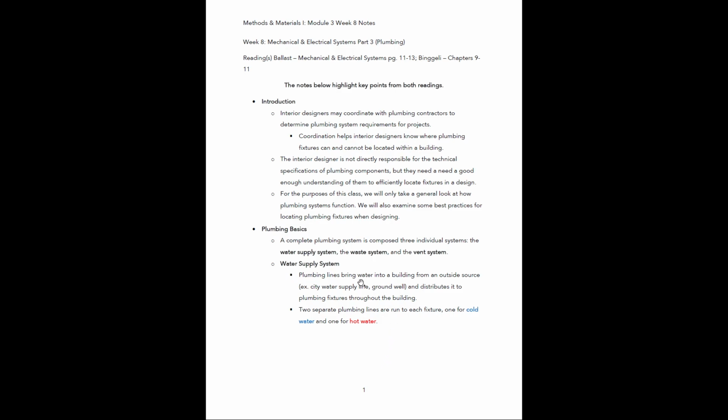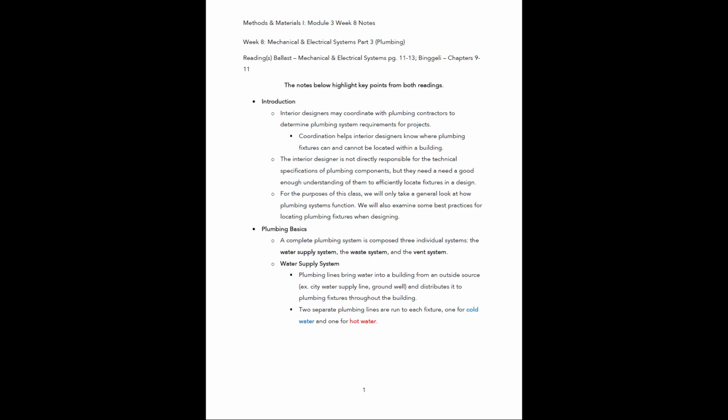So plumbing lines bring water into a building from an outside source. This could be like your city water supply line. You could be tapping into that. Or if you are in a remote area, say this is just a residence in a rural area, not in the city, they might have a ground well that they're tapping into for their water source. And then those plumbing lines distribute the water to plumbing fixtures throughout the building.